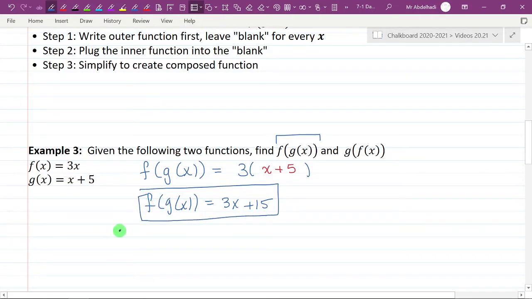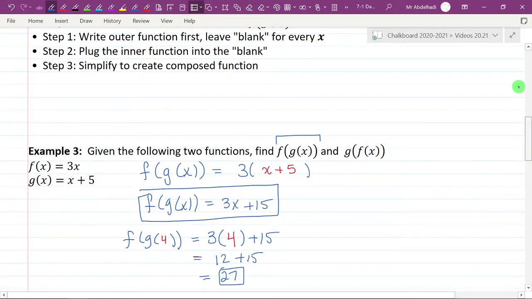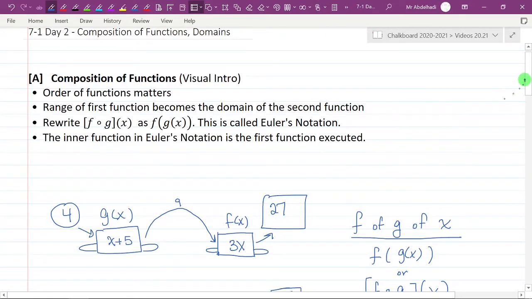Now, let me test it. What is f of g of x if I plug in a 4? Well, that would be called f of g of 4, wouldn't it? And that would be 3 blank plus 15, where the blank is a 4. And 3 times 4, in most countries, is 12, plus 15, that's the 27 that I got up here. There it is. So it works.